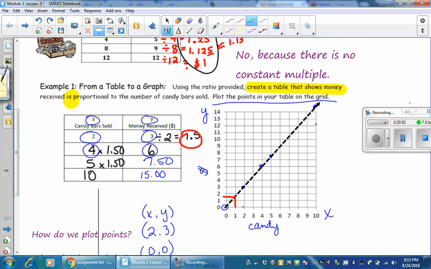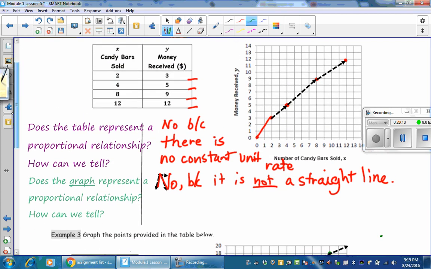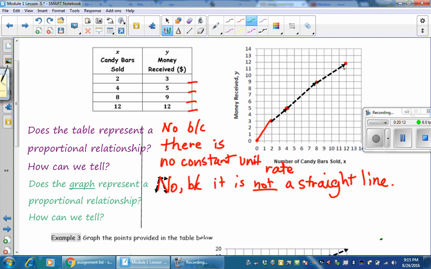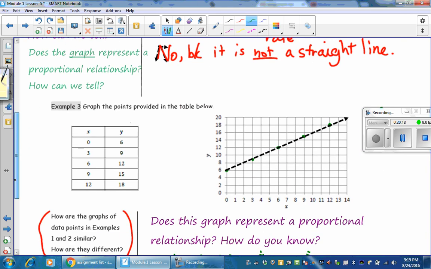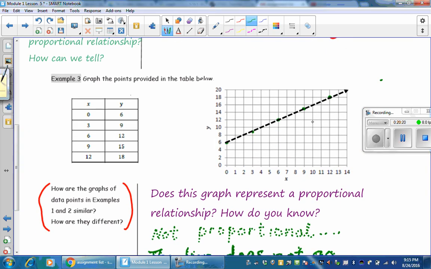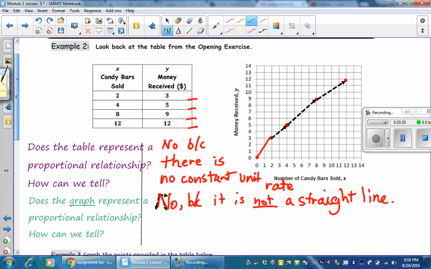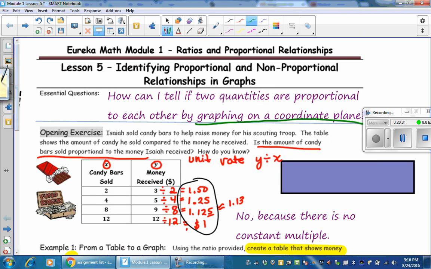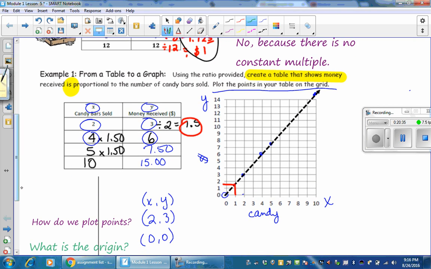Remember that this was a proportional graph here, because it's a straight line and it goes through 0, 0. And then in another example that we did, this one is not proportional because it is not a straight line, even though it goes to the origin. And this example is not proportional because although it is a straight line, it does not go through the origin. So in order to be proportional, it has to do two things. It has to go through the origin, as it does in this example, and it has to be a straight line. Then you know the relationship is proportional.